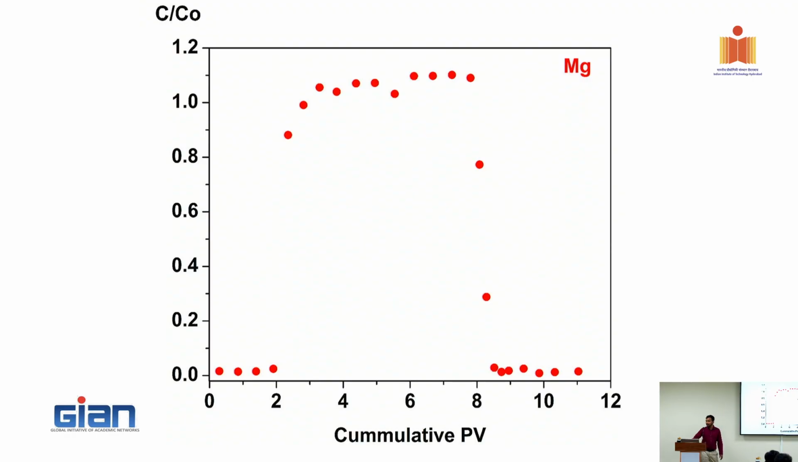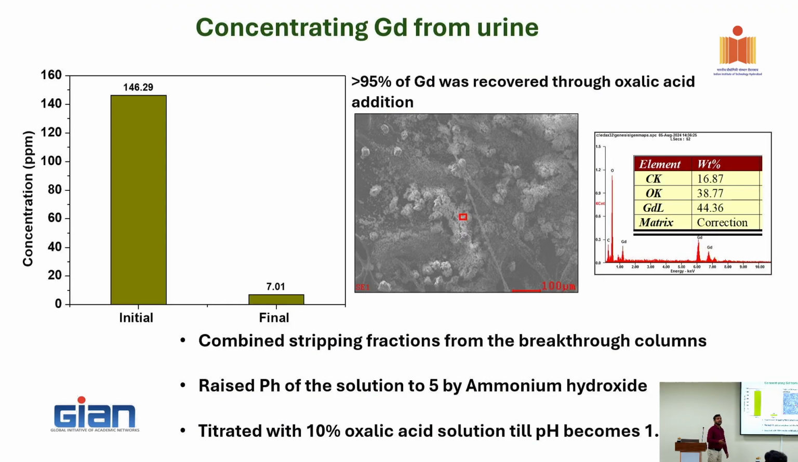Once we have the pure gadolinium in the water form, the next step is oxalate precipitation. So we have gadolinium in the water. We add oxalate and raise the pH to 5 using ammonium hydroxide. Then we treat it with 10% oxalic acid to form a precipitate. Once we get the precipitate, we want to know what is inside. You can see now the gadolinium, oxygen and carbon. This is almost a pure form of gadolinium precipitate.